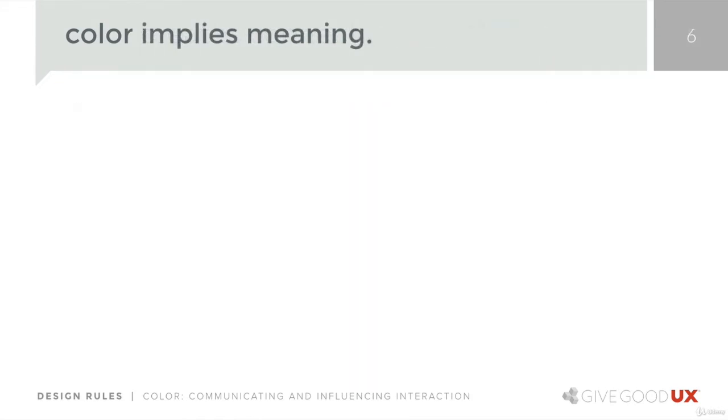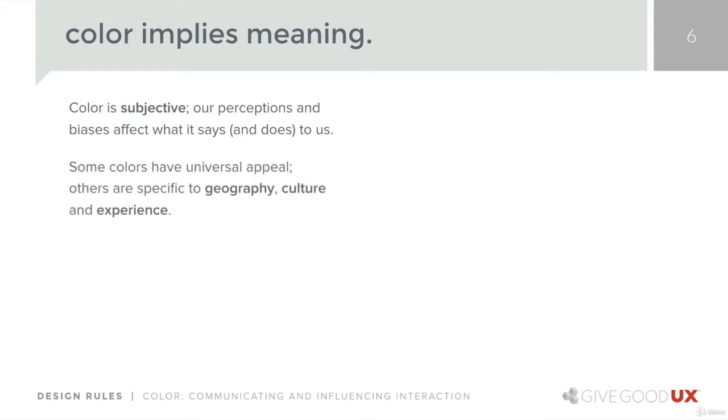Color also implies meaning. Color is subjective, all right? Our perceptions and our biases affect what it says and what it does to us. We all have different reactions to colors based on our upbringing, our culture, our language, and the things we've been exposed to. Some colors have universal appeal. Others are specific to geography, culture, and experience.